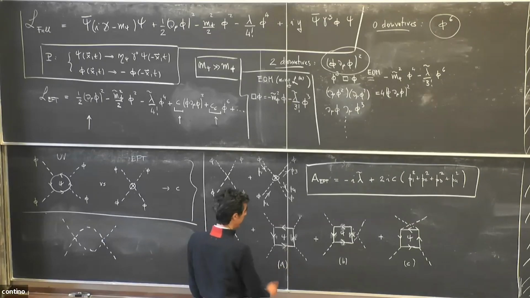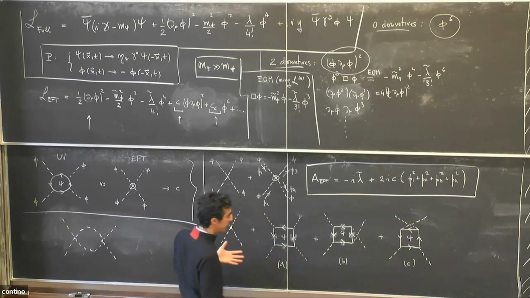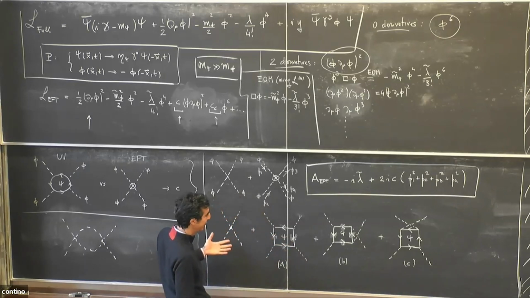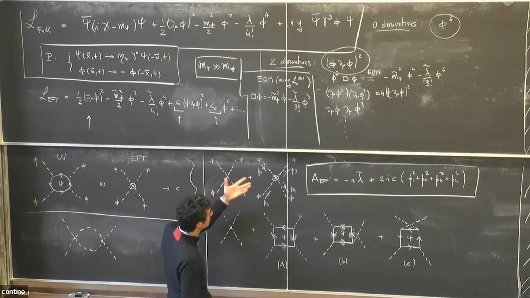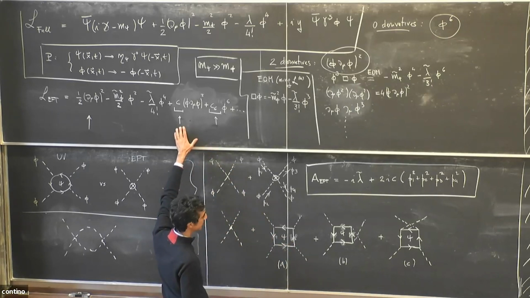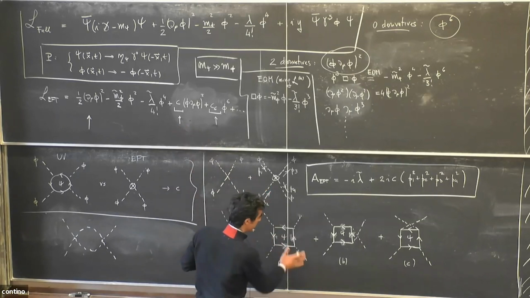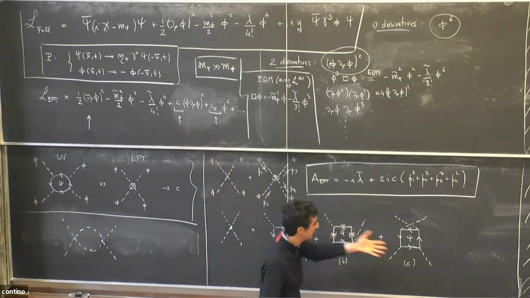Okay, I wanted to ask why we go to the one loop level in the UV theory and we just stop at the tree level in the effective field theory. How do we decide that? Well, at the tree level in the UV theory, there is nothing. There is no contribution to the coefficient C. So I necessarily need to go at one loop, and that's the leading contribution.